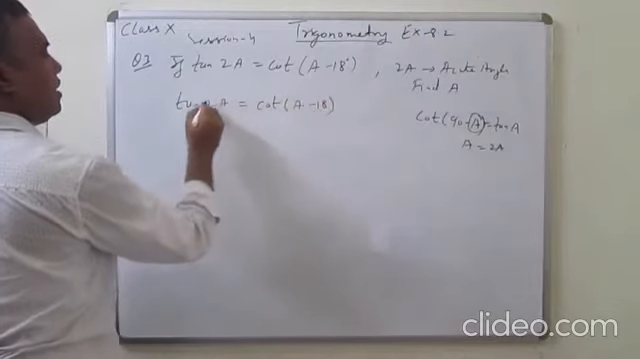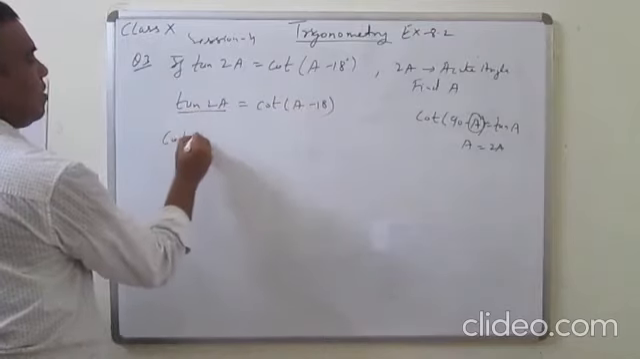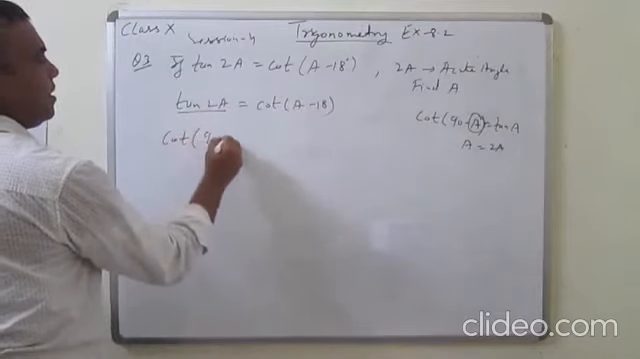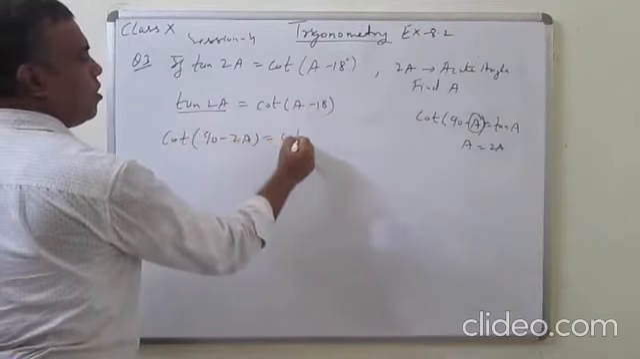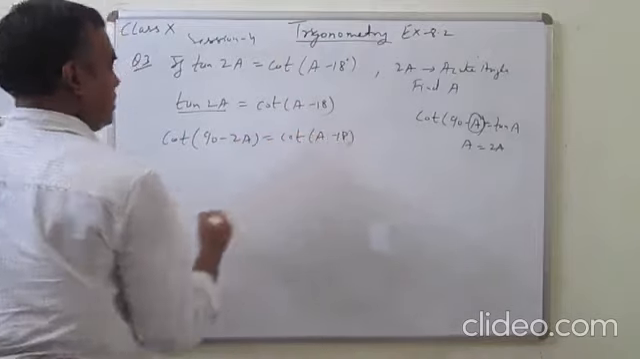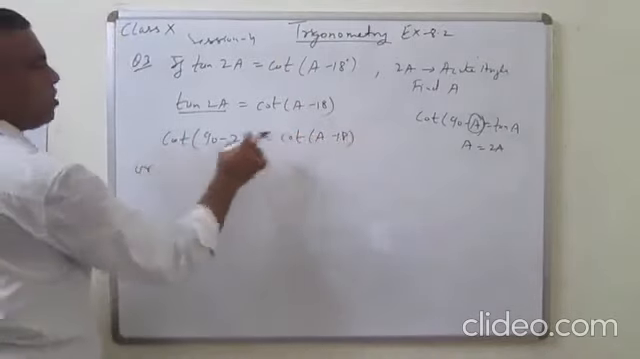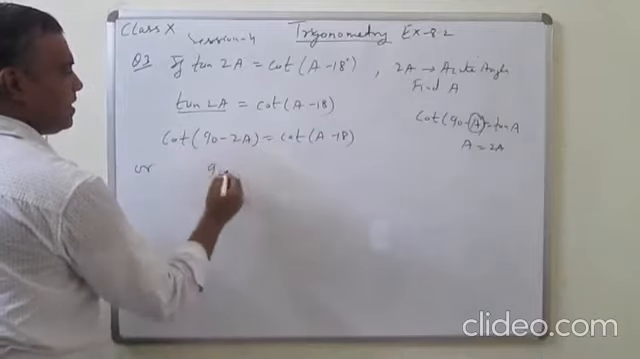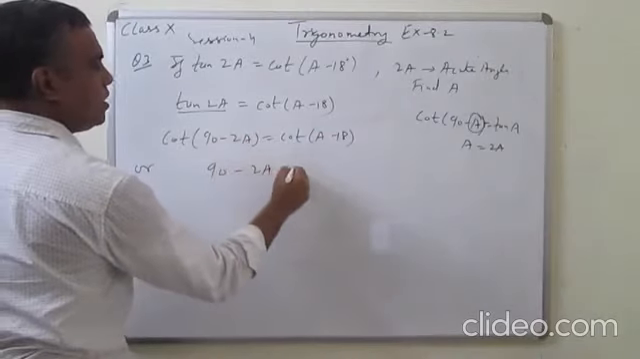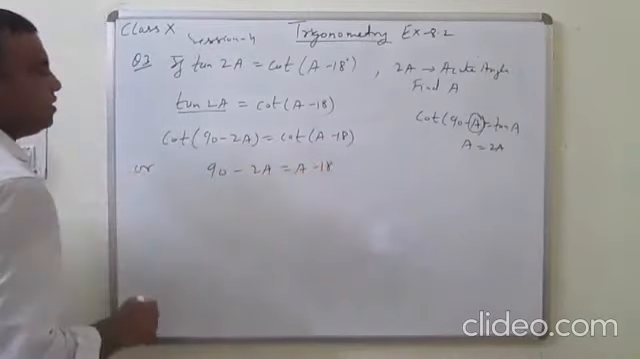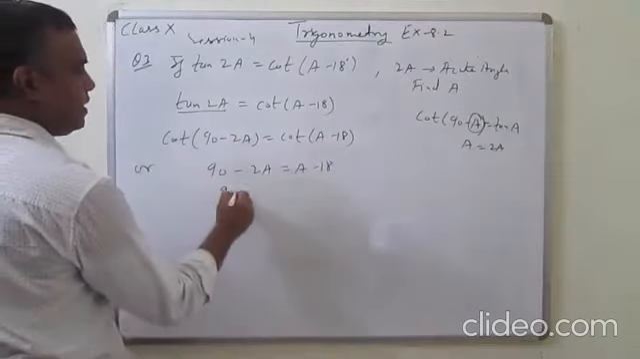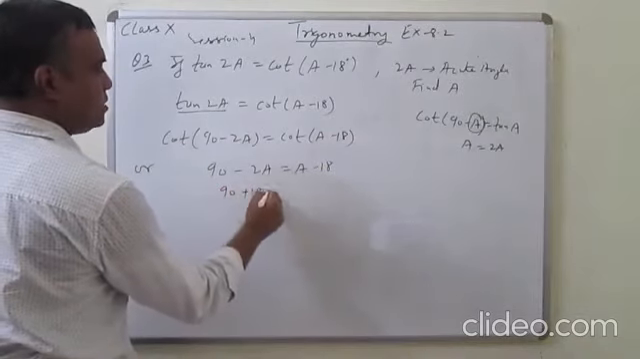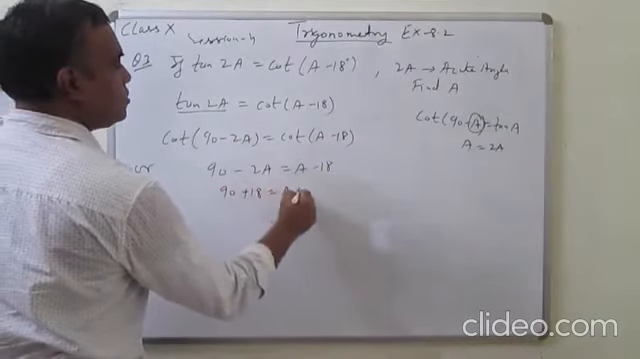Instead of 2a, you can write cot(90 minus 2a) is equal to cot a minus 18, or you can say that cot cancels out on both sides. You will get 90 minus 2a is equal to a minus 18. So 90 plus 18 is equal to a plus 2a.